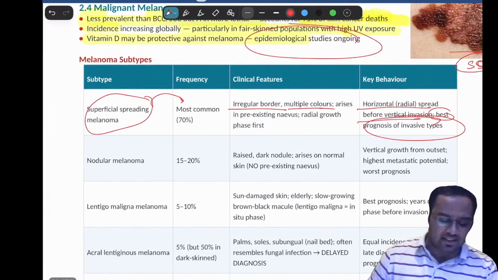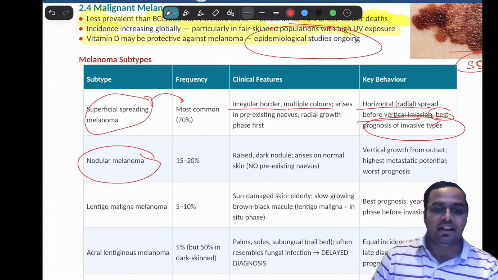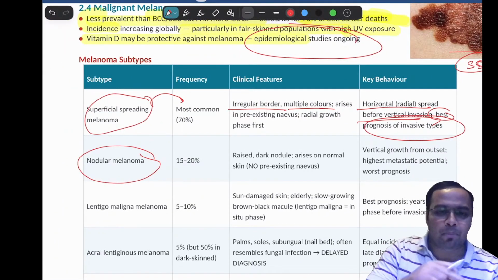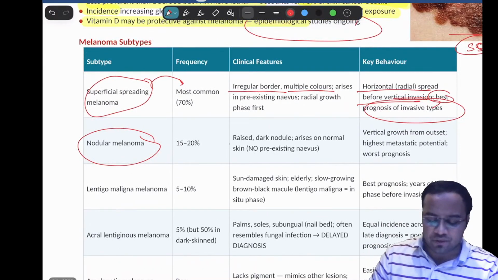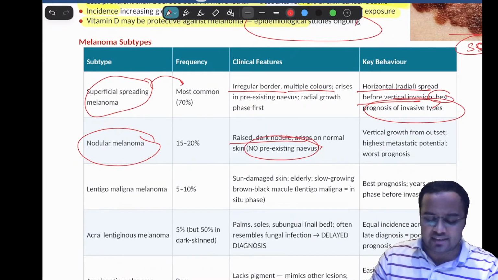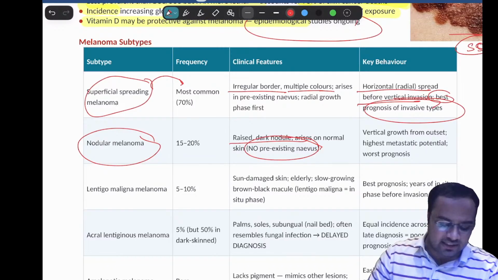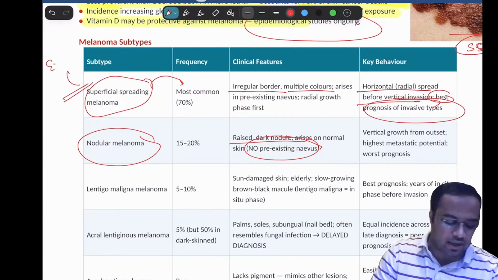The second lesion is the nodular melanoma, and it is a nodule, so it is popping out of the skin. Similarly, it might be going deep into the skin. It is a raised dark nodule with no pre-existing nevus. Typically the superficial spreading type develops from existing moles.